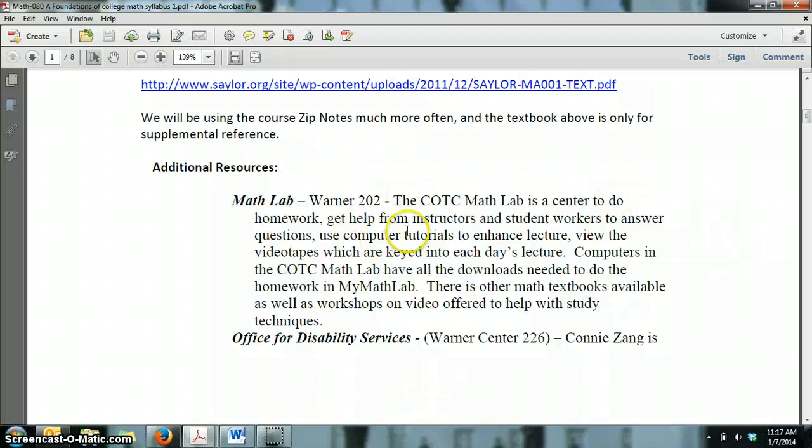The Math Lab is an awesome resource. I won't be there this semester, but there's a lot of instructors and tutors who are there who can help you. Their hours are listed on the last page of the syllabus, but most days it's 9 a.m. to 7 p.m., so you have plenty of time to get in there.